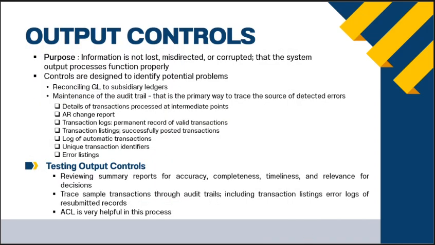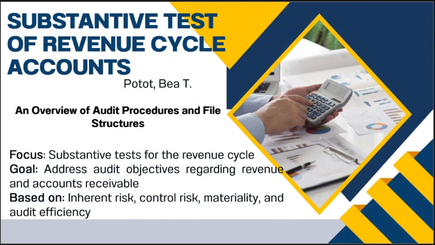We will now dive into the substantive testing of revenue cycle accounts. Substantive tests are audit procedures used to detect material misstatements at the assertion level. In the revenue cycle, these tests focus mainly on revenue and accounts receivable. The goal of auditors here is to ensure that these accounts are not overstated, misstated, or incomplete. These tests are designed with consideration to inherent risk, control risk, materiality, and audit efficiency, which are the fundamental factors that guide audit strategy. Next slide.